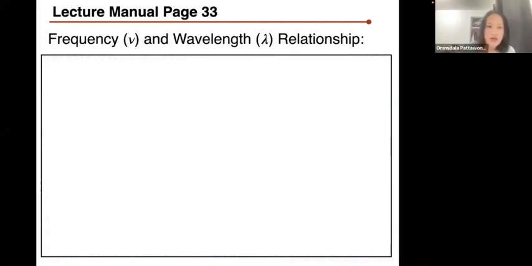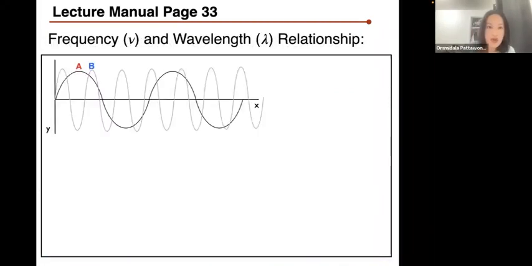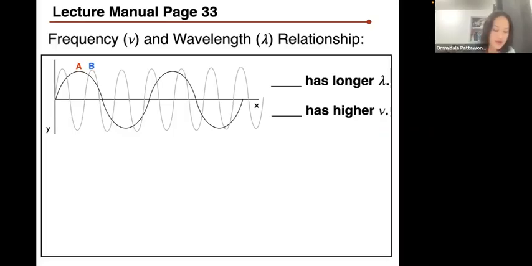Next, we are going to take a look at the frequency and wavelength relationship. I would like you to look at these two waves here, wave A and wave B. I would like you to look at which one would have a longer wavelength, A or B.